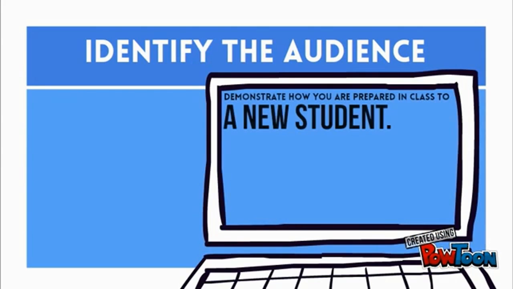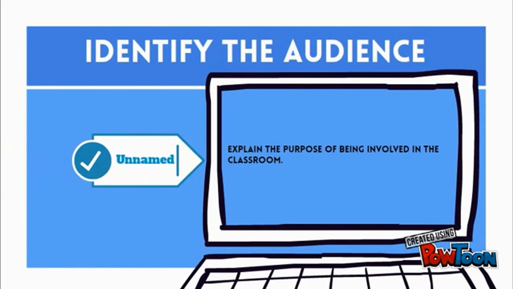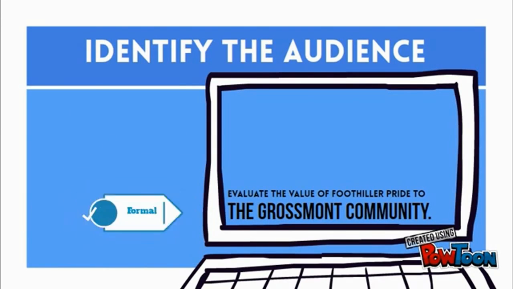Looking at our remaining 3 sample prompts, the first states to a new student, making your audience informal. The second does not identify an audience in the prompt, so the audience is unnamed, which makes it a general audience. Lastly, the final prompt states to the Grossmont community, making your audience formal.